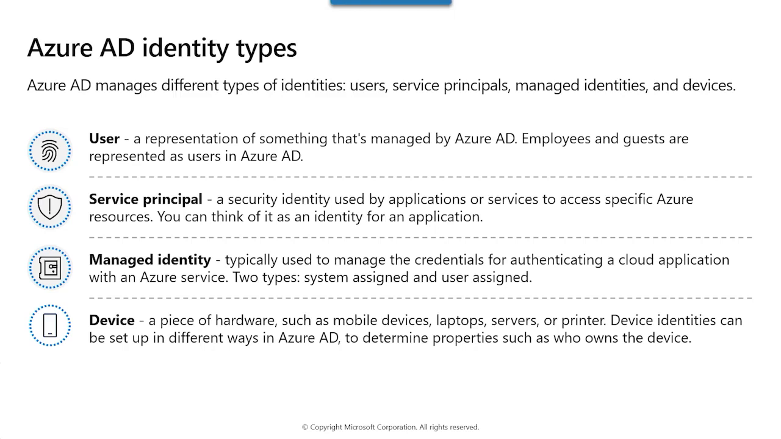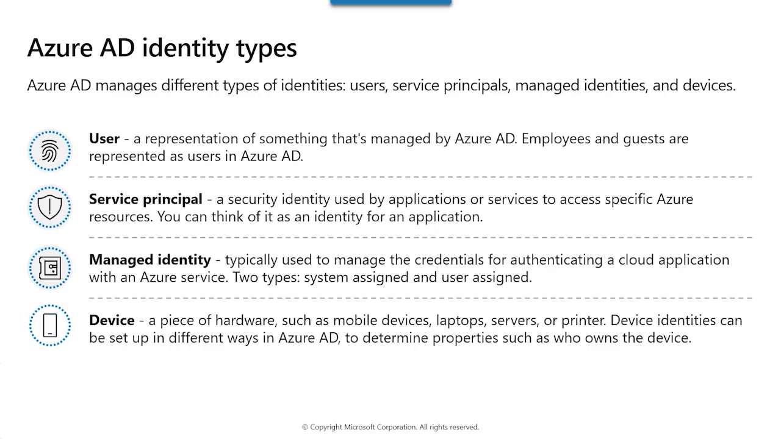This is going to be a secured identity that's used by your applications. A managed identity is an identity that's automatically created by Azure Active Directory and is used for managing your credentials for your cloud applications. It's a great tool because you can have your Azure services authenticate to another service like Azure Key Vault. Now, there are going to be 2 types of managed identities. You have your system assigned and your user assigned.